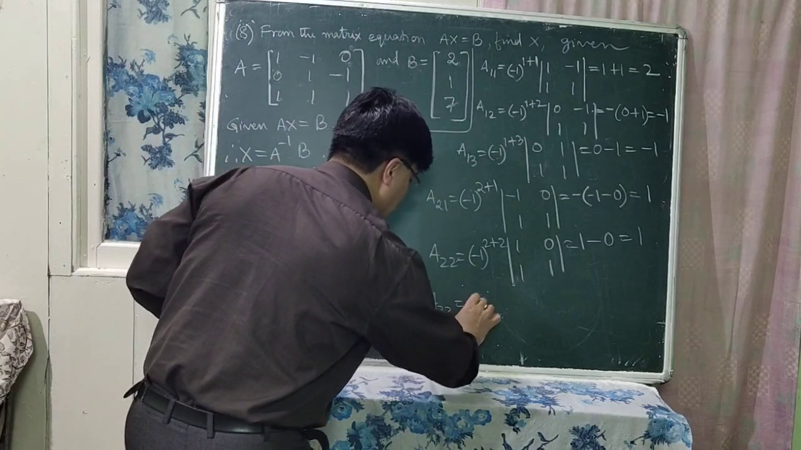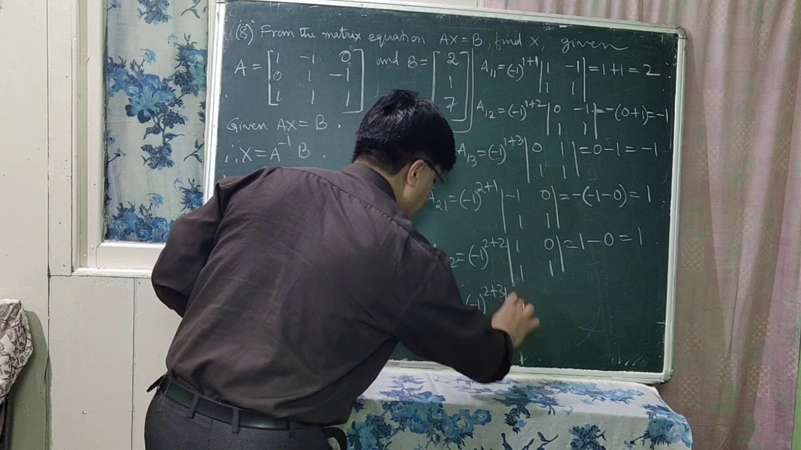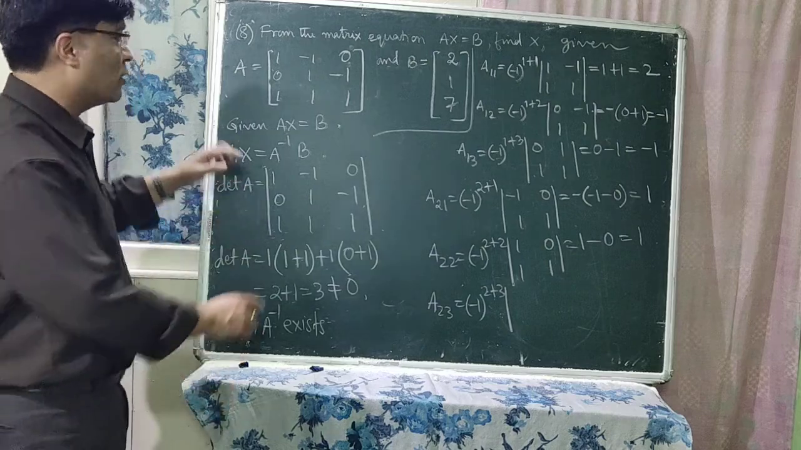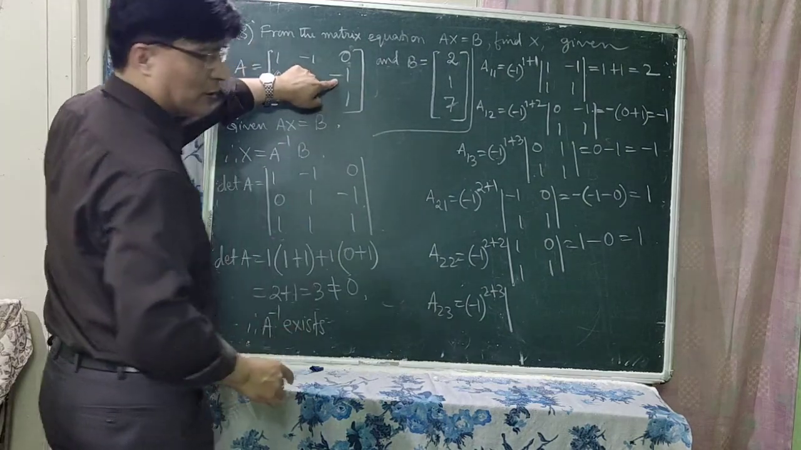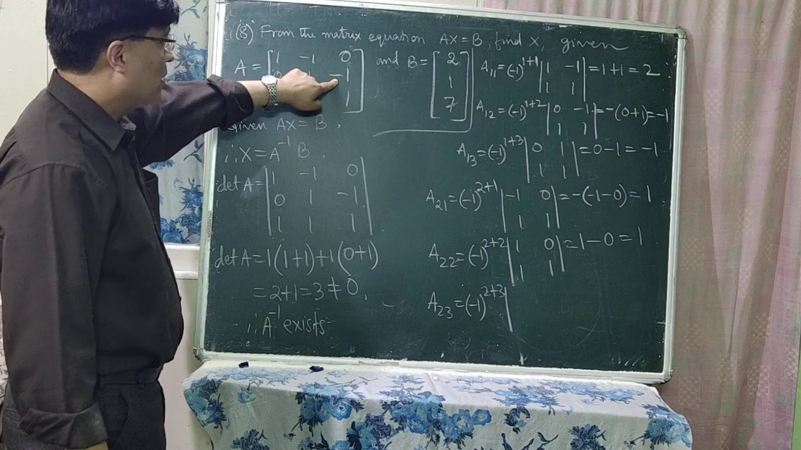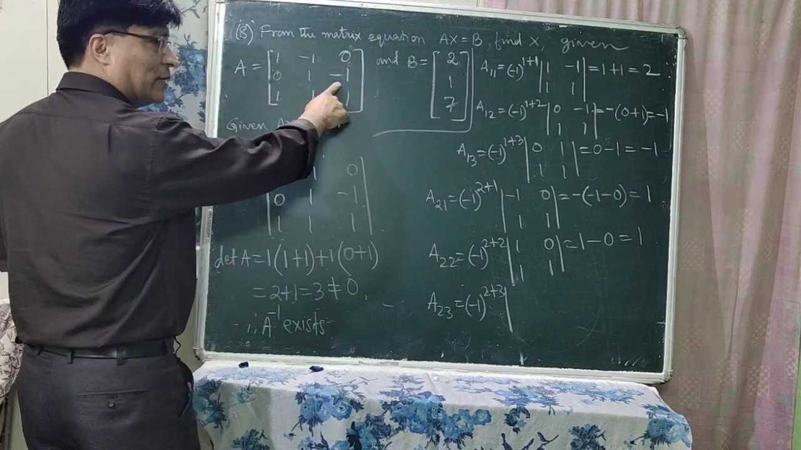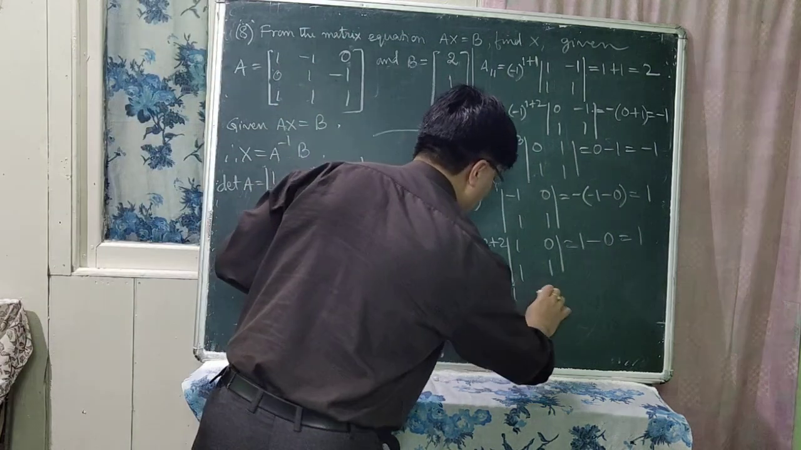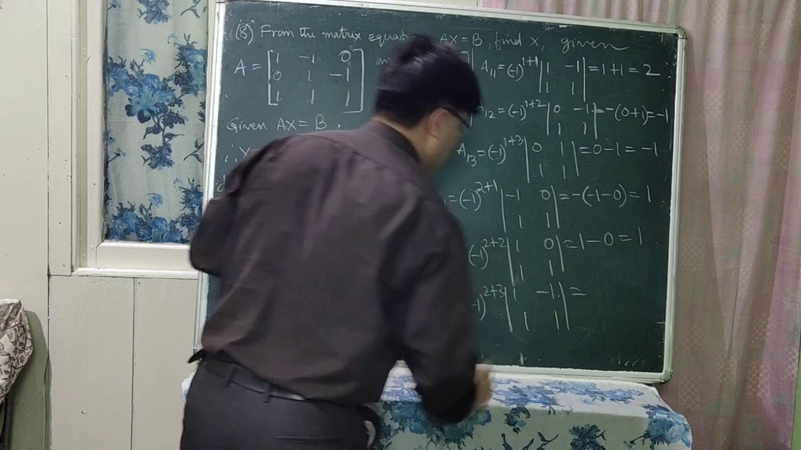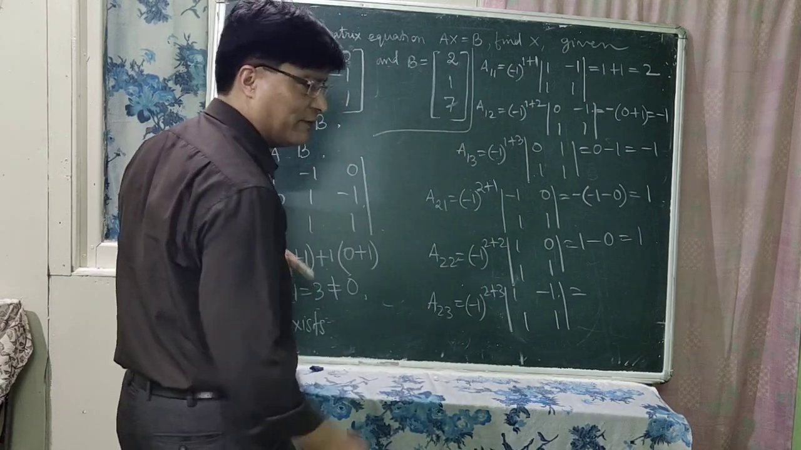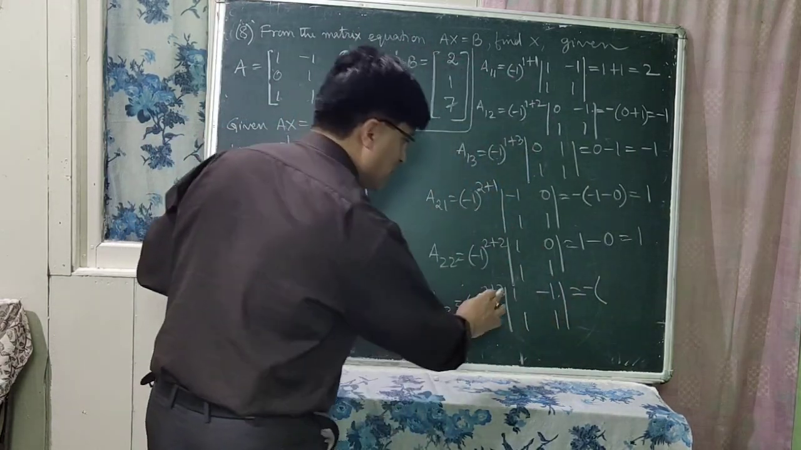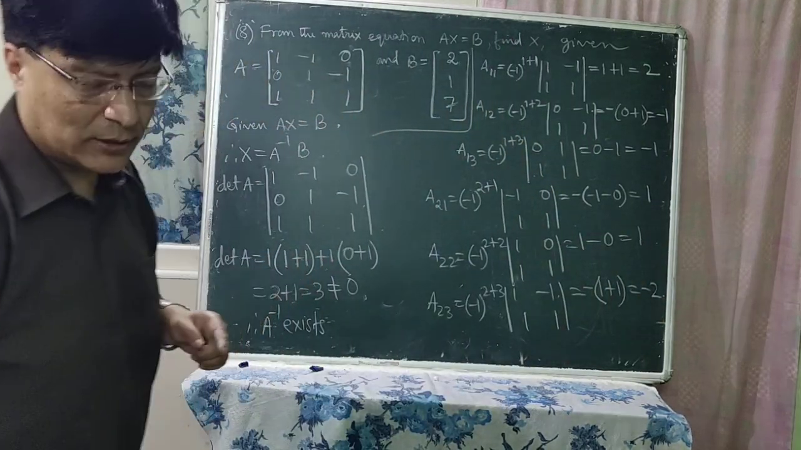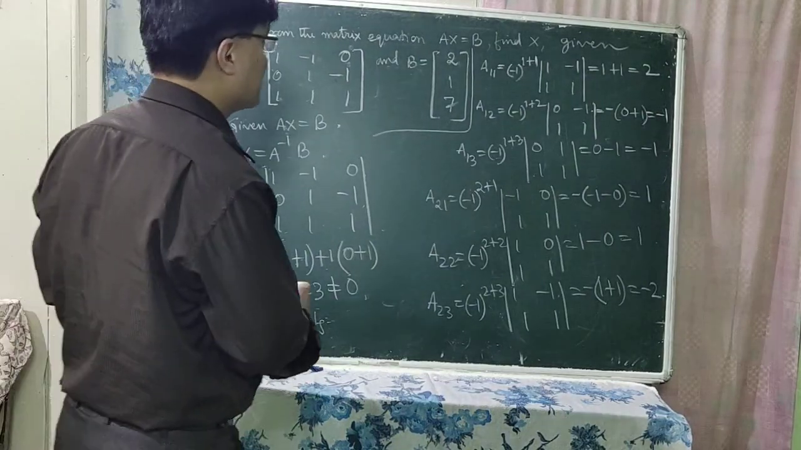Next, A23, which is equal to minus 1 whole to the power 2 plus 3. Okay? Now A23 means the cofactor of the element belonging to the second row and third column. Second row and third column. That is minus 1. You have to find out the cofactor of minus 1. So delete the row and the column through the element minus 1. That is, second row and third column are deleted. 1 minus 1 1 1, which is equal to, what is minus 1 whole to the power 5? Minus, within bracket 1 into 1 is 1, minus minus 1 is plus 1, which is equal to minus 2. So I think I've understood it.